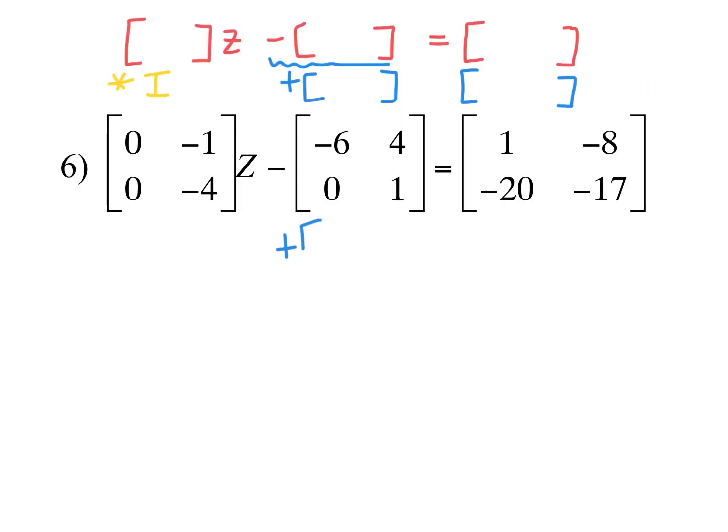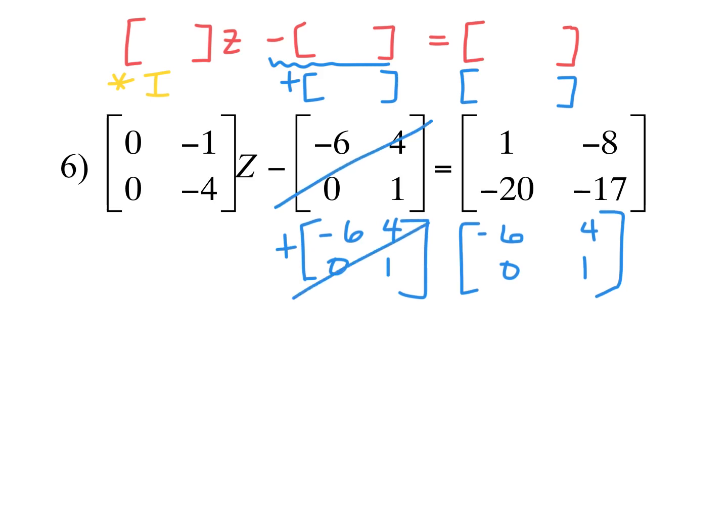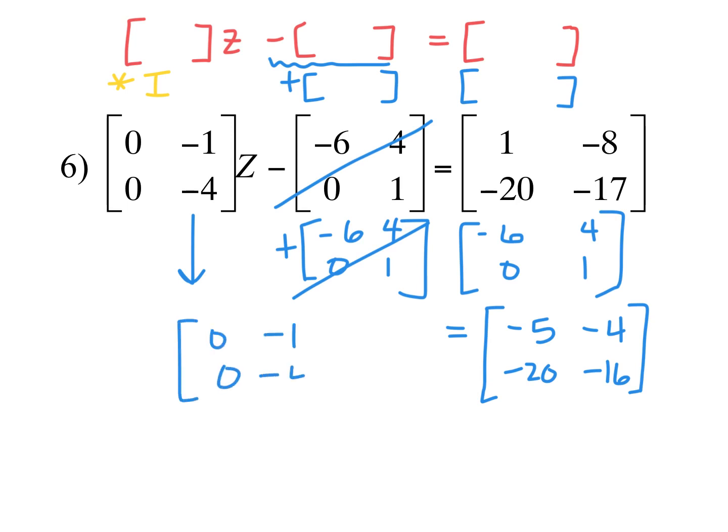So I'm going to start by adding this matrix to both sides, negative 6, 4, 0, 1. Sorry, I have to add the same matrix to both sides, 0, 1. Notice on the left side, these two are going to end up canceling out. I'll get the 0 matrix, which means I don't even have to necessarily leave it there. And then on the right side, negative 5, negative 4, negative 20, and negative 16. All right, so let me copy down this other part of the problem. I have 0, negative 1, 0, negative 4, and that's multiplied by z.